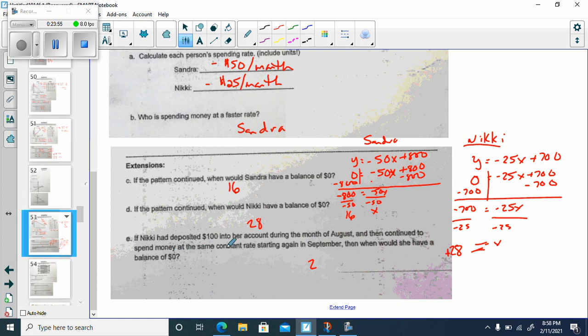If Nikki had deposited $100 into her account during the month of August and then continued to spend at the same constant rate starting in September, then when would she have a balance of 0? Well, that gives her another $100. She's going at $25 per month. That's another 4 months. That would be 32 months, right?